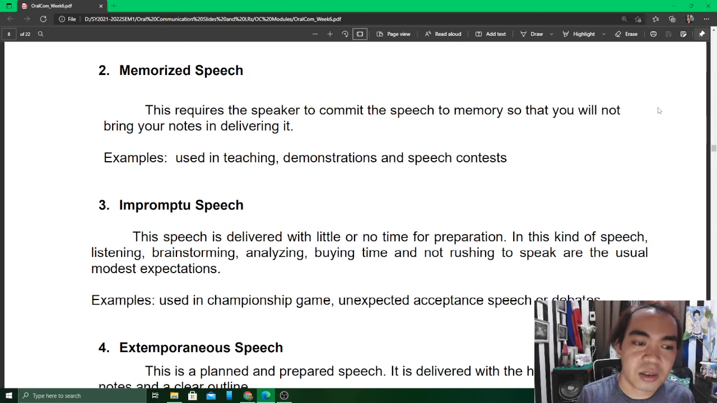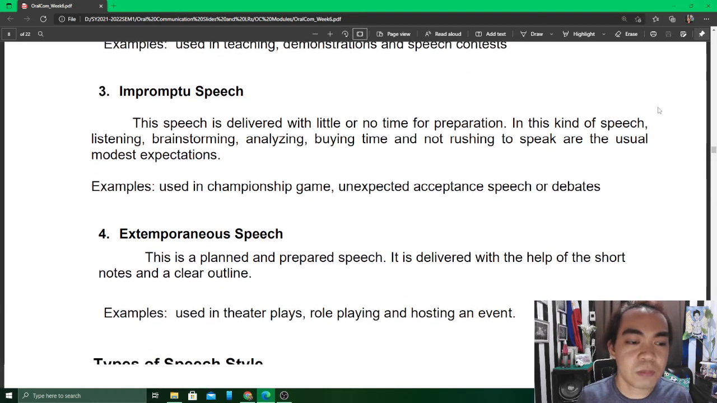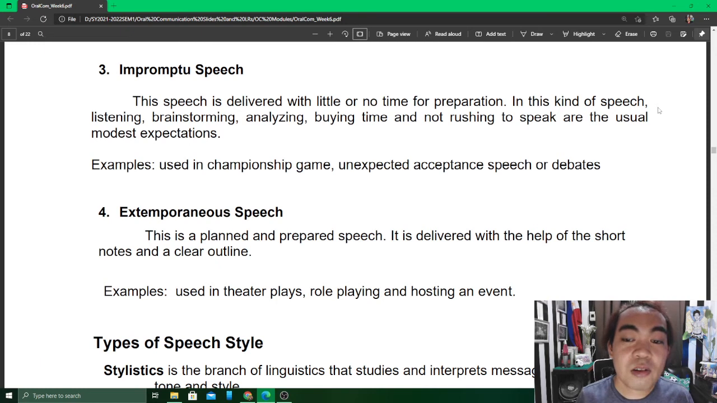Then we also have impromptu speech, delivered with little or no time for preparation. In this kind of speech, listening, brainstorming, analyzing, buying time, and not rushing to speak are the usual modest expectations. Ang impromptu, amo na siyang on the spot gid nga kung ano na lang ang imo nga nauyatan nga information, kung ano na lang prior knowledge nga may ara ka, amo na lang ang gamiton mo para nga mag-deliver sang speech. It is used in championship games, unexpected acceptance speech, or debates.